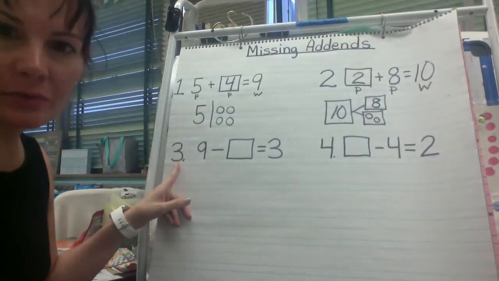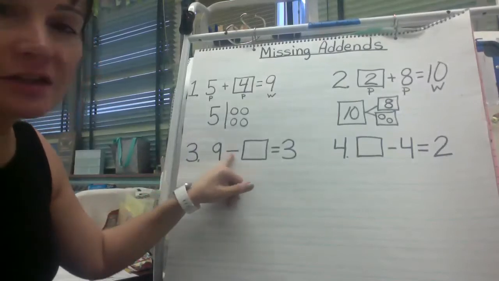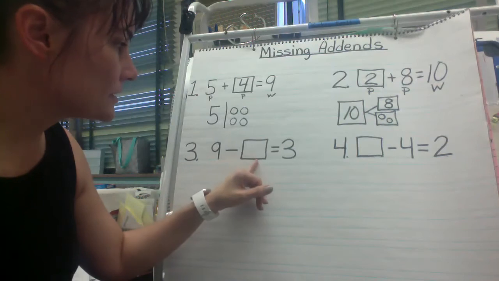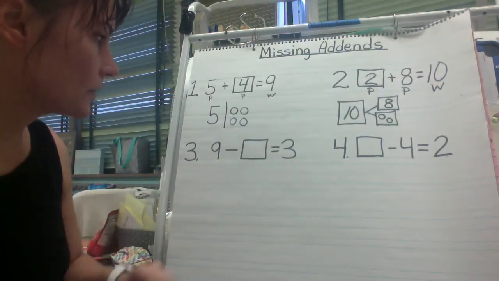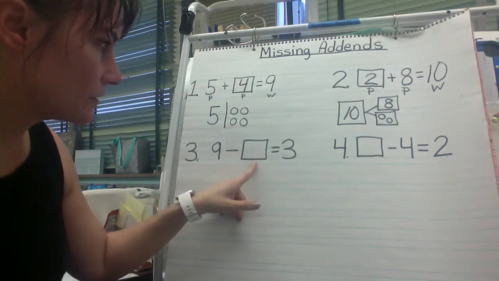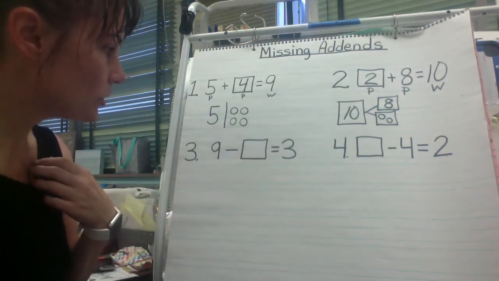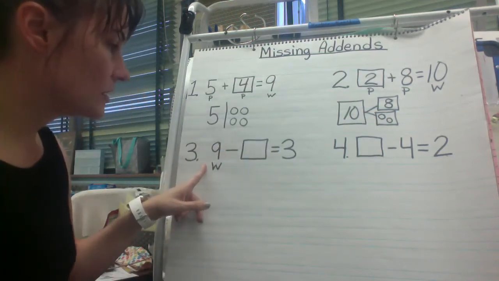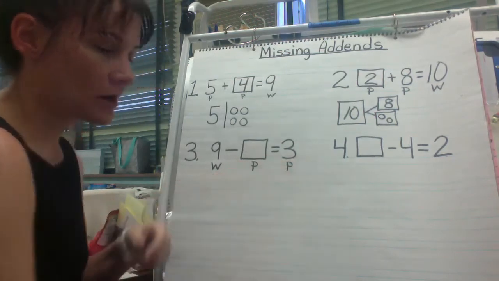Let's look at number 3. This time I have a subtraction problem. 9 minus something equals 3. So if I have 9 and I minus something, it's going to equal 3. Well, I know in a subtraction problem, my whole is always first. And I can minus a part to get the other part.